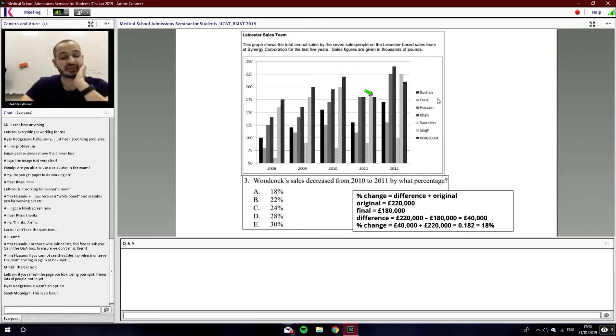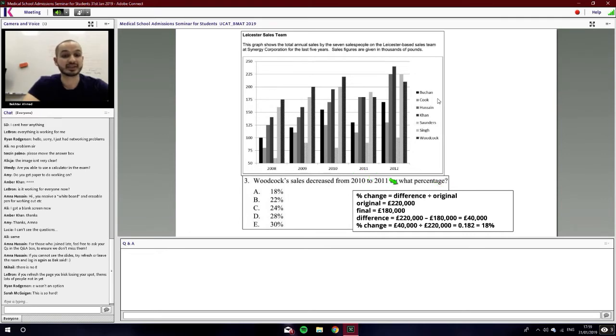Now, you would be using a formula, and you can write this down if you like. Percentage change equals difference, so the difference between the two, divided by the original. A lot of students get confused when I teach this in class between what is the original. The difference is pretty easy, you just take one away from the other. The original is whatever you're comparing it to.